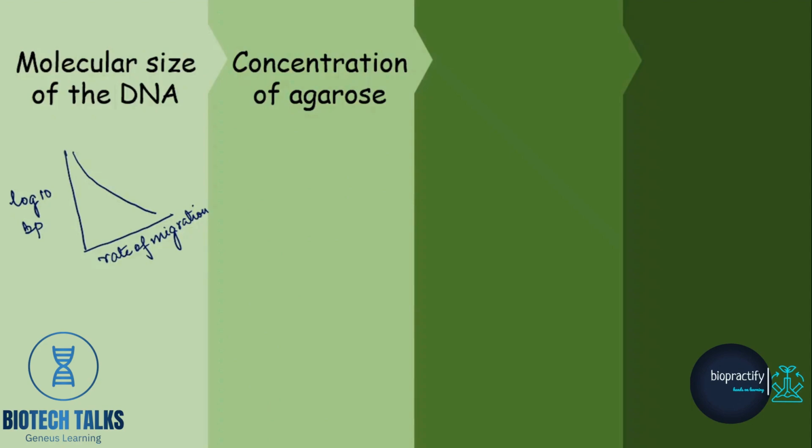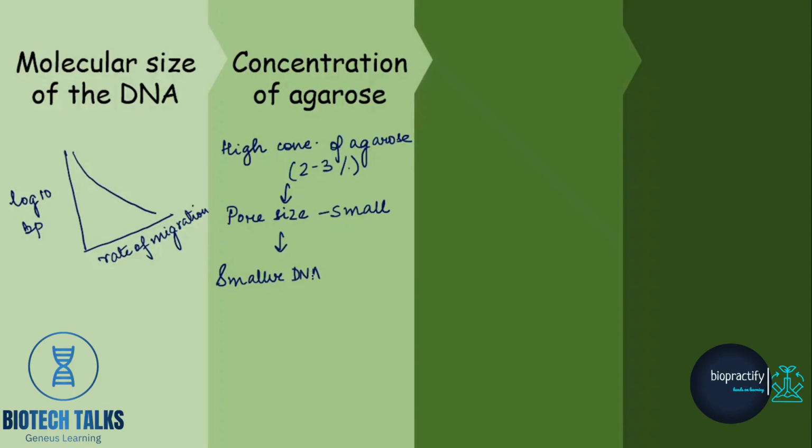Next is the concentration of agarose. So as I have mentioned previously, the concentration of agarose determines the porosity of the gel matrix. Now it has been seen that if you are using a high concentration of agarose, say about 2 to 3% of agarose, the pore size of the mesh would be small, which would hamper the movement of the larger molecules, whereas smaller DNA fragments will migrate faster.